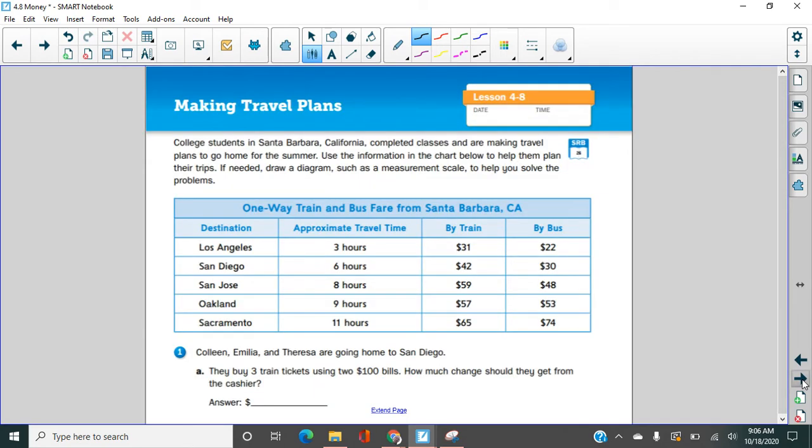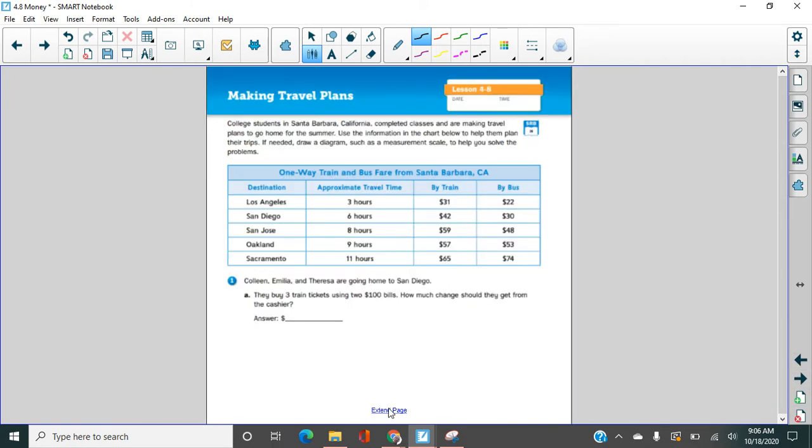All right. Now, we're gonna be working on some questions here with these problems. So the first one's down here at the bottom. Okay, so we're gonna do a couple of these together here. We have Colleen, Amelia, and Teresa are going home to San Diego. They buy 3 train tickets using two $100 bills. How much change should they get from the cashier?